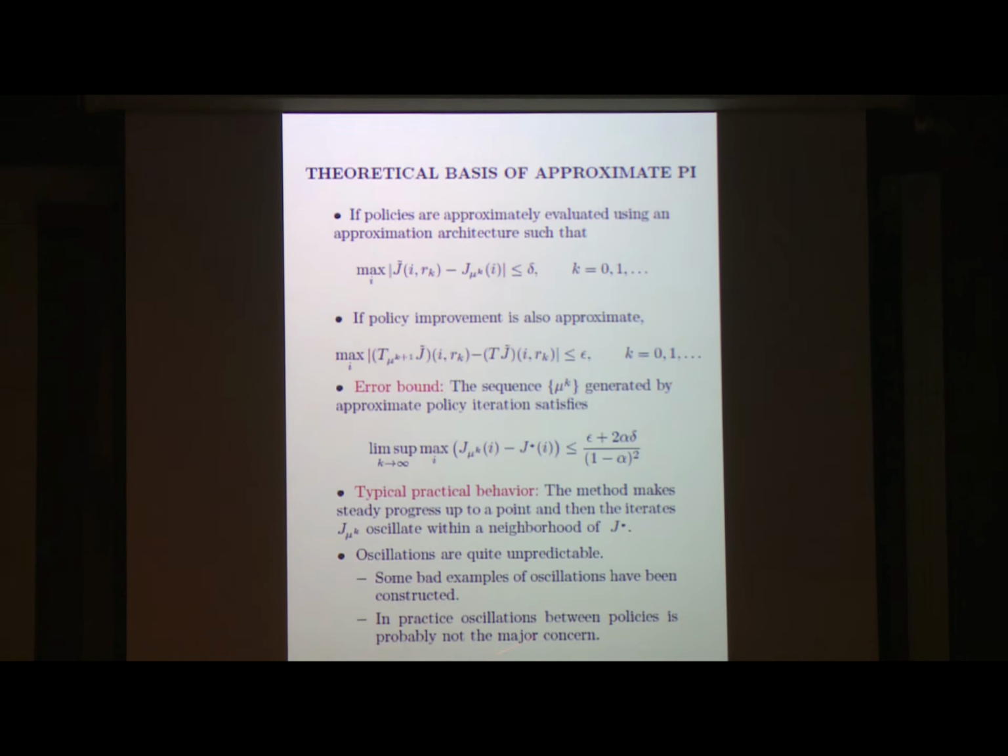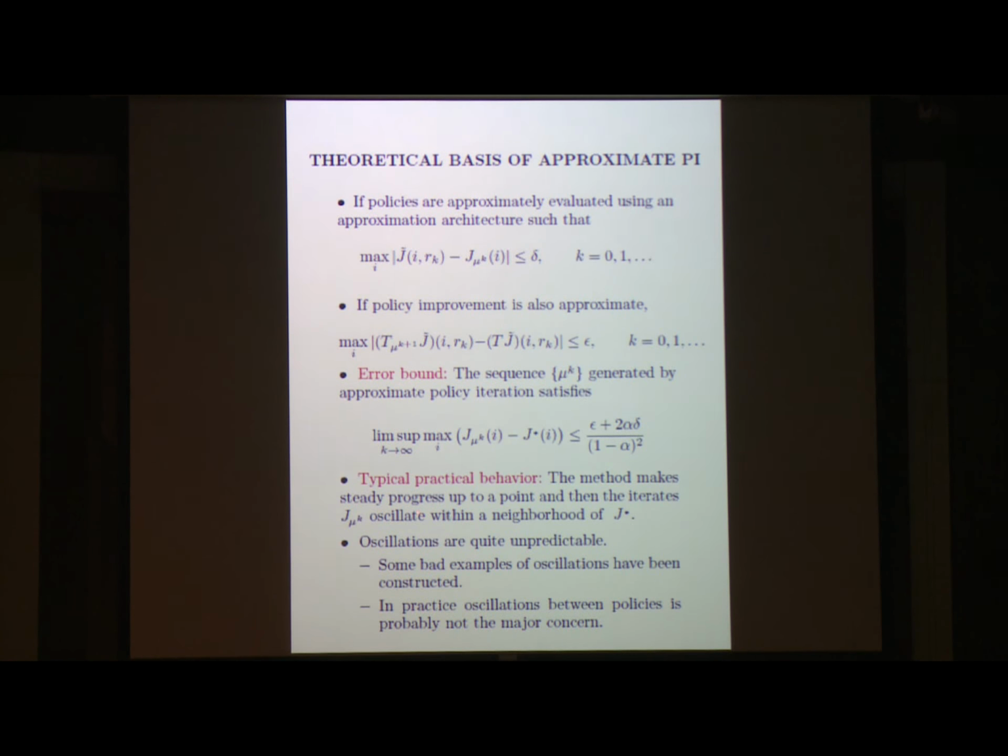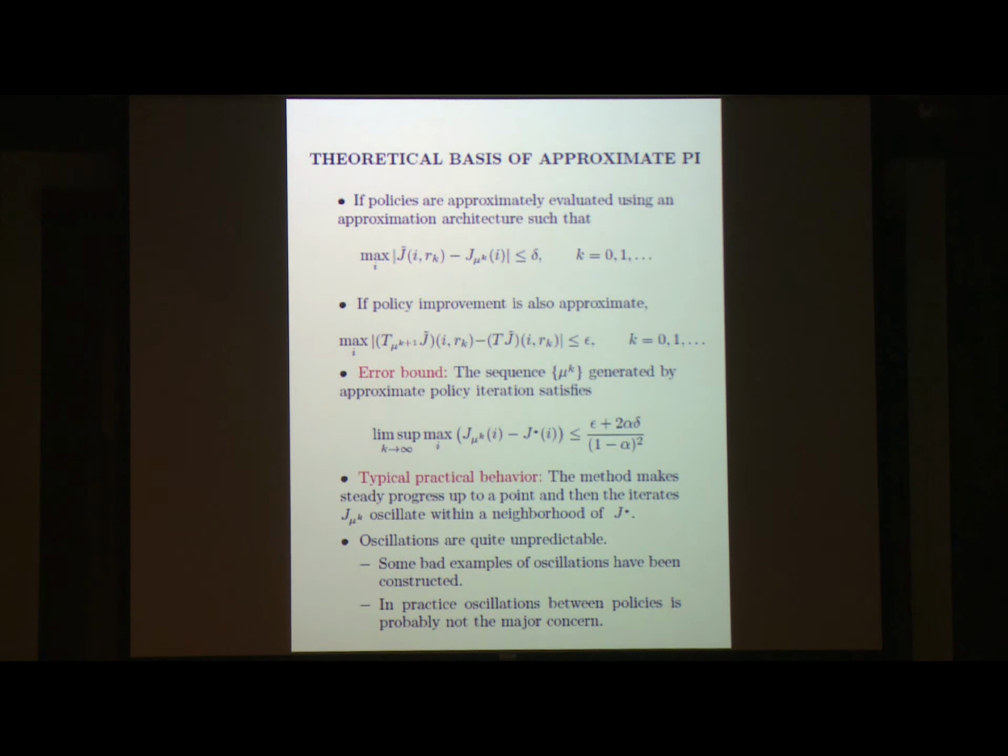Typically, the way these methods behave in practice is that you make steady progress up to a point. You may start with a bad policy that has a cost that's high, and then at the next iteration you may get something that's better and better and better up to the point where you get within this zone close to the optimum, and then you typically may oscillate within that zone. The oscillations are quite unpredictable. It's very hard to tell what's going to happen. It may be that there are no oscillations at all. Aggregation methods actually do not have any oscillations at all. They terminate somewhere within that zone.